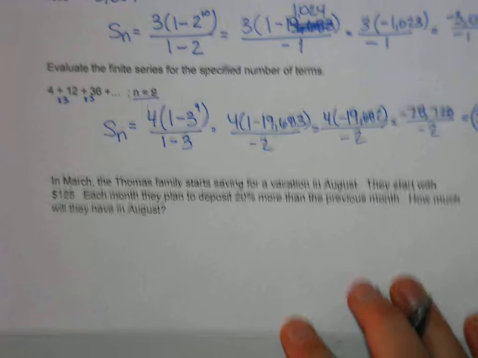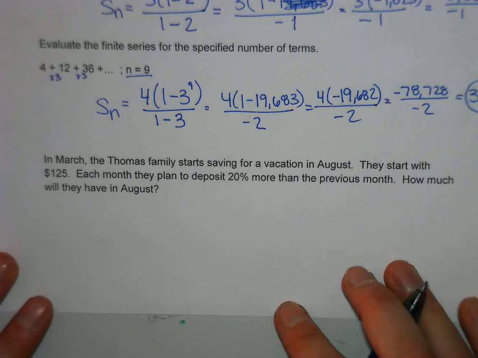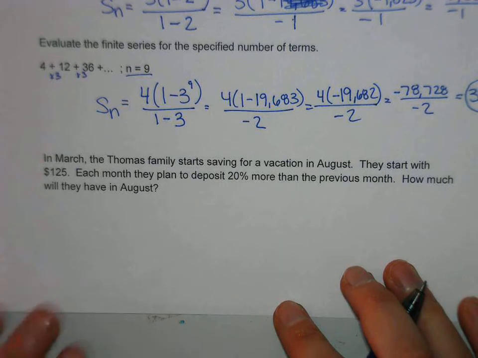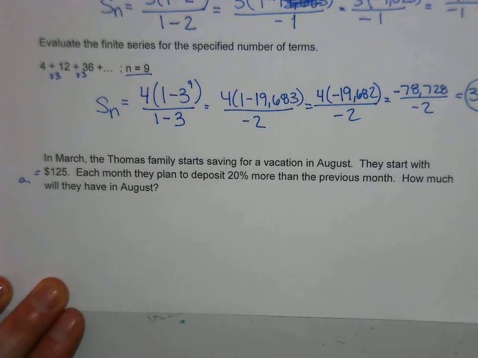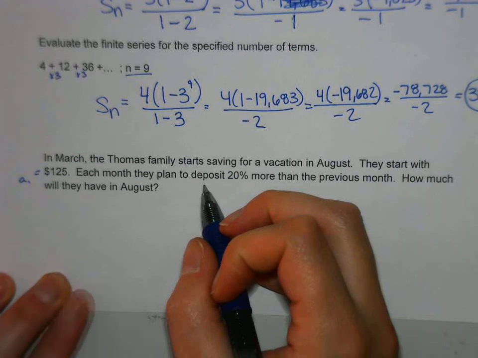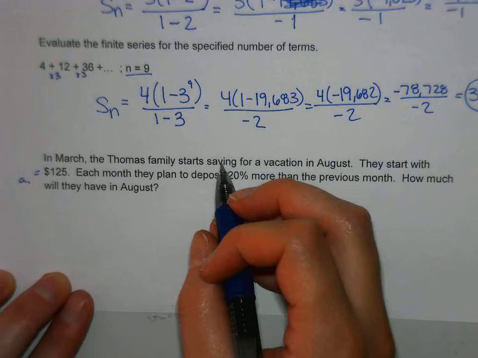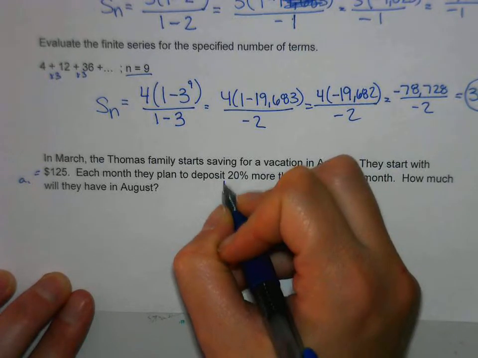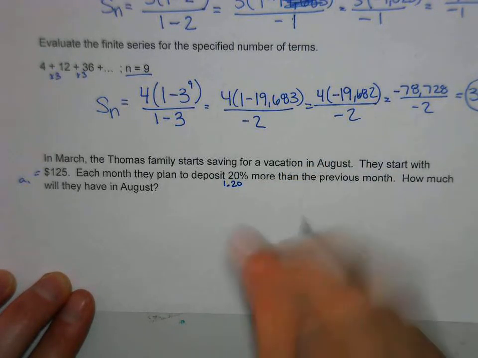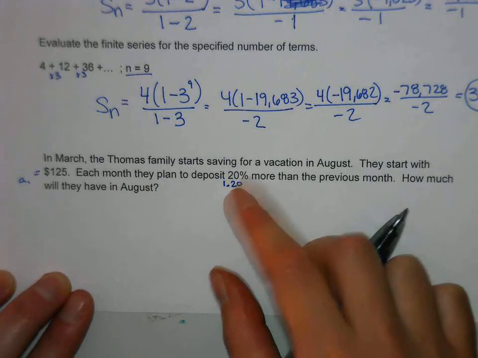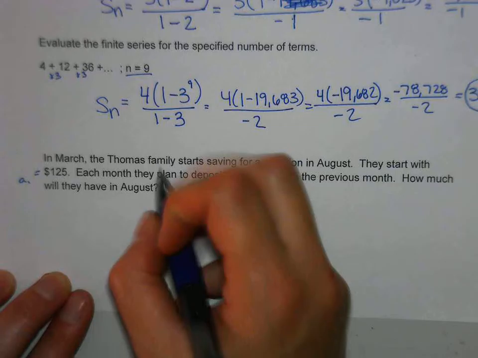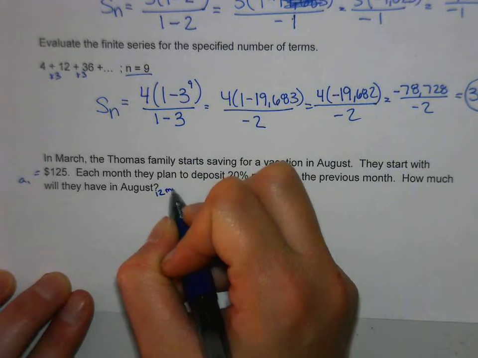In March, the Thomas family starts saving for a vacation in August. They start with 125, so this is our first term. Each month they plan to deposit 20%, so that means they are increasing by 1.2 each month. How much will they have in August? If they start in March and go to August, that's 12 months. So that's the number of terms.